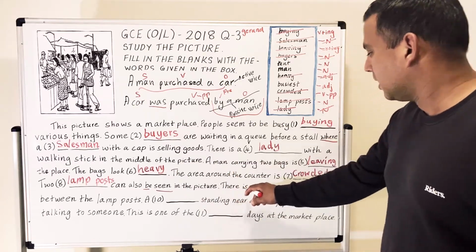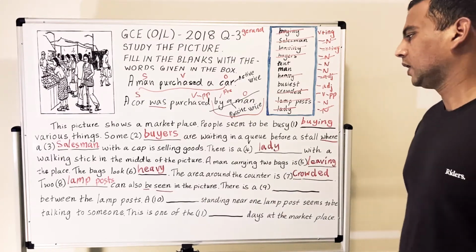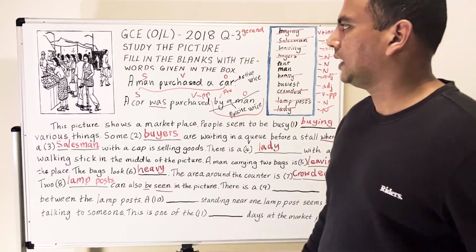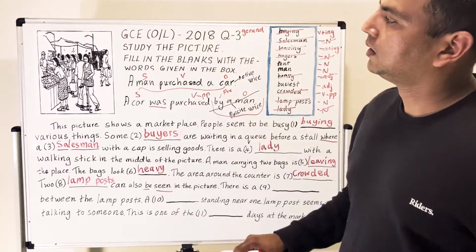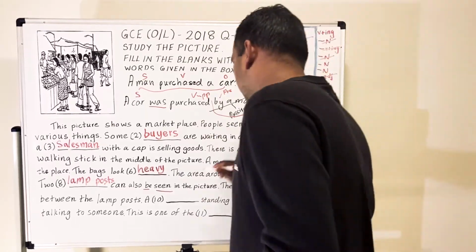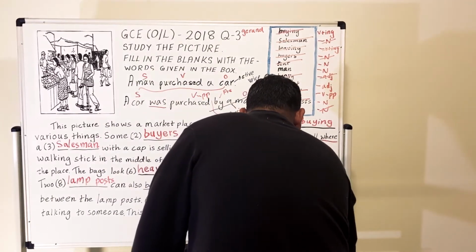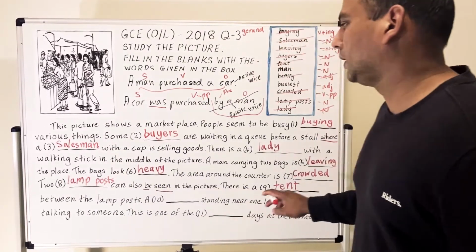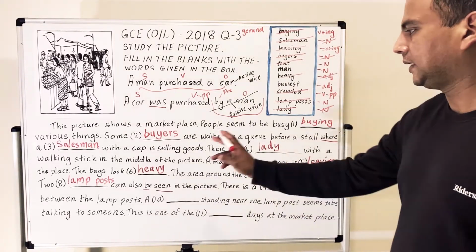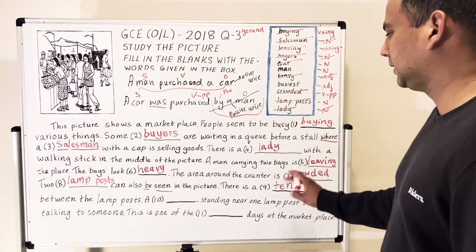So let's look at the next sentence. There is what? There is a blank between the lamp posts. So between the lampposts, what can you see? You can see a tent. So we can take the tent. Again, this one is an active voice sentence. So what is missing here? The main subject. So there is a tent between the lampposts. What is between the lampposts? The tent.